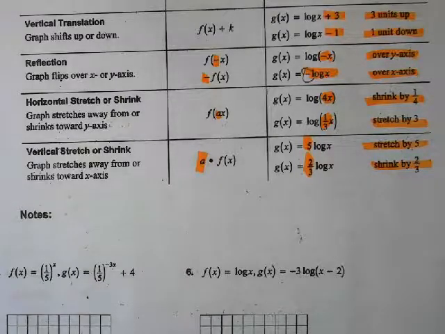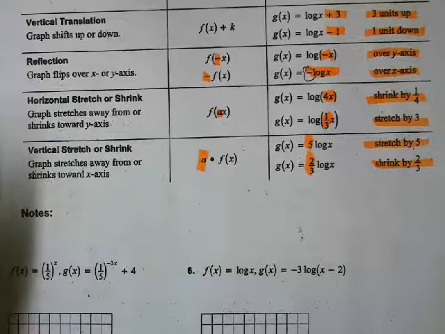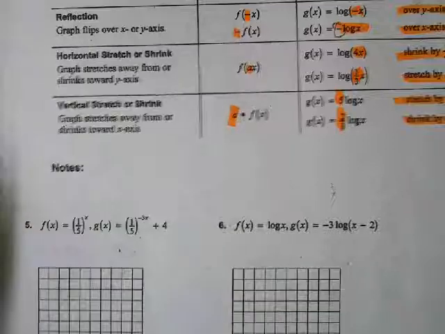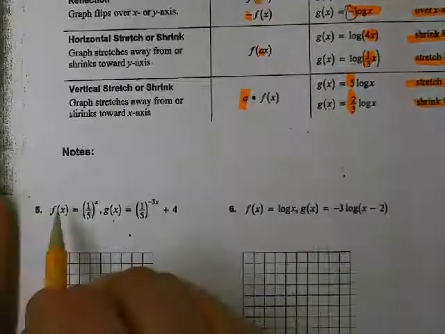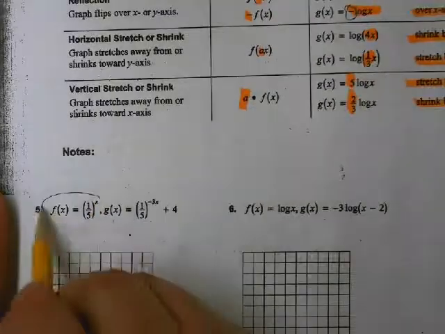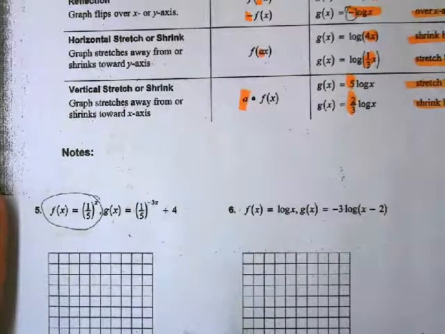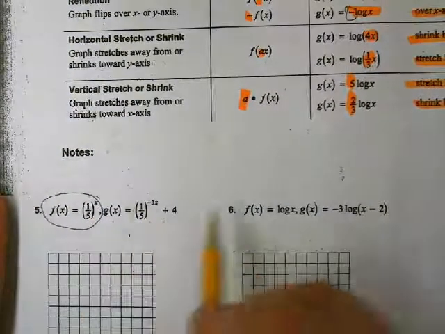Does that make sense to everyone? Yeah? Okay. Just a little bit more, and then I'm going to quit talking at you and let you get going on your assignment. So they give you this f of x right here. This is the parent graph. From here, you can decide what happens with g of x.